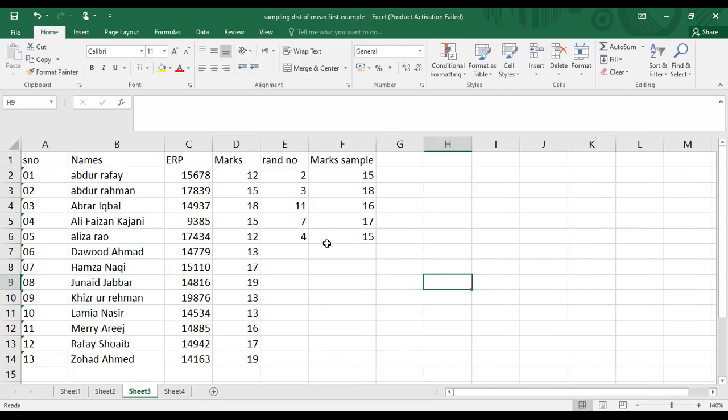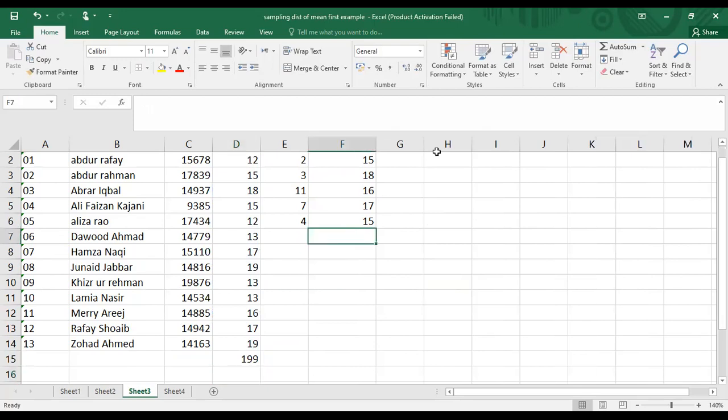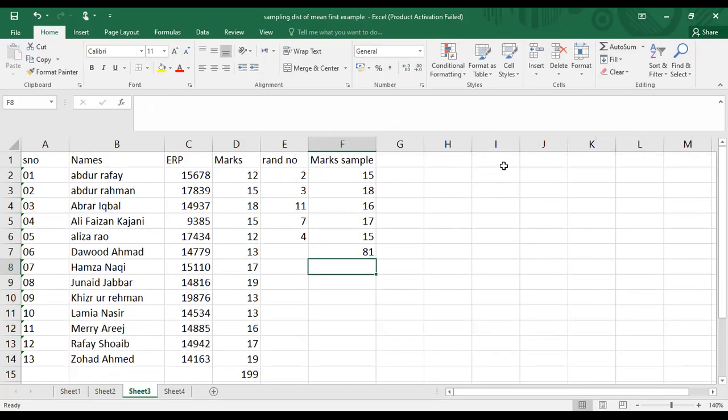Now what do we have to calculate? The parameter and the statistic. We can calculate the population mean as mu equals summation x divided by N. In this case, summation x is 199, divided by 13, as these are the 13 elements. So this is the population mean, mu.